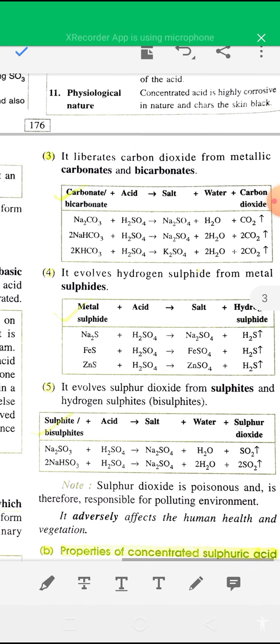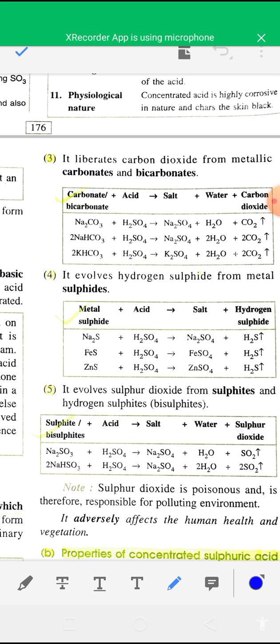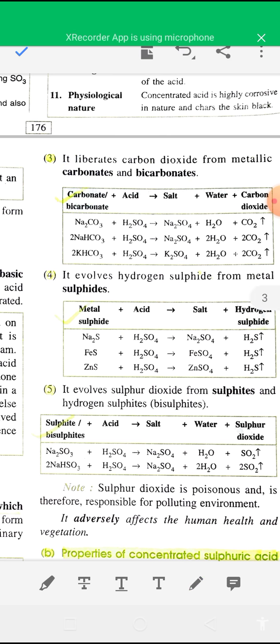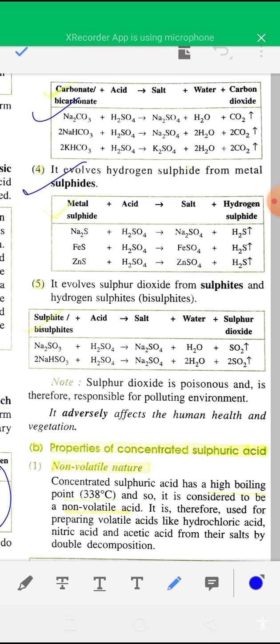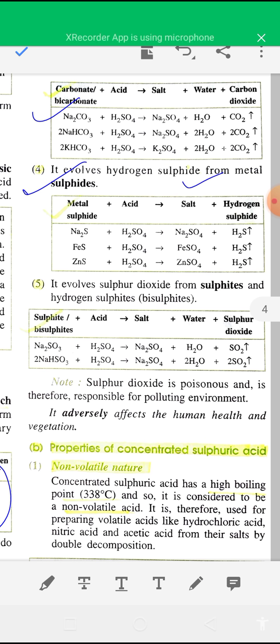When dilute sulfuric acid reacts with metal carbonate, it forms carbon dioxide, salt and water. When sodium carbonate reacts with sulfuric acid, it forms sodium sulfate, water and carbon dioxide. When metal sulfide reacts with sulfuric acid, it forms metal sulfate and hydrogen sulfide gas.